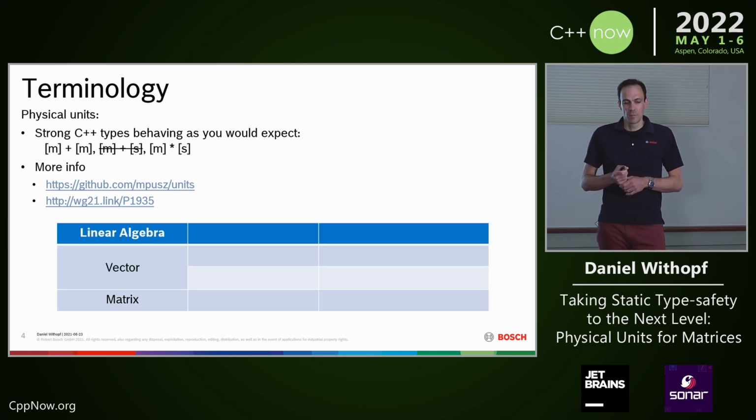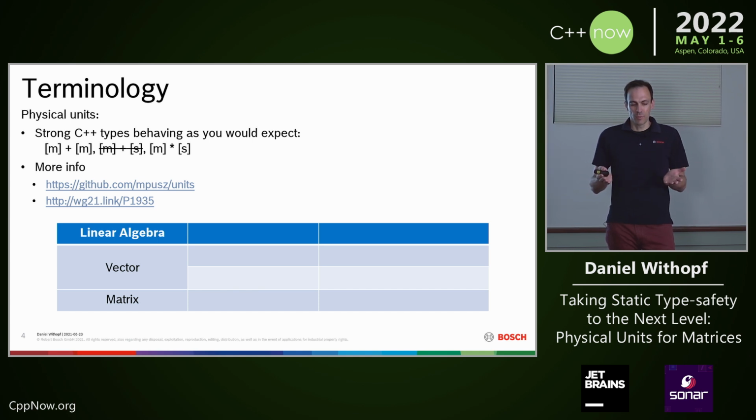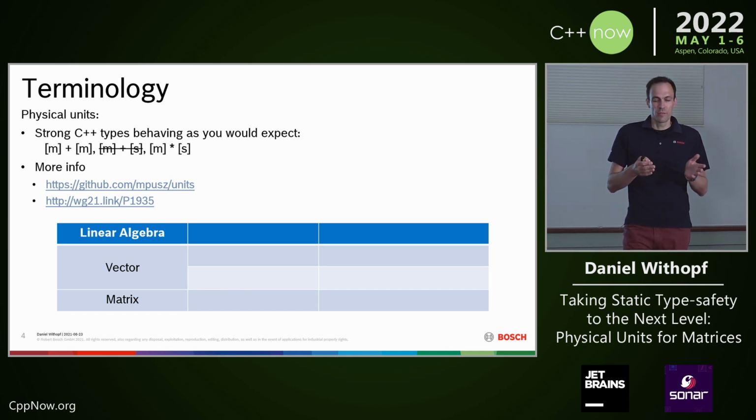I also want to explain a little bit about the linear algebra terminology. For a linear algebra library, usually you have vectors. That would be anything that has a dimension of n by 1 or 1 by n, depending on whether it's a column or a row vector. There are also matrix types, of course.